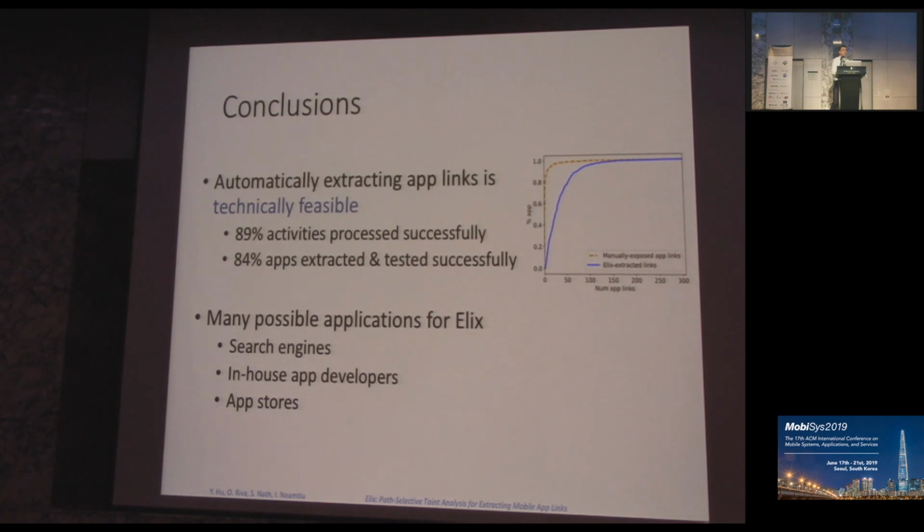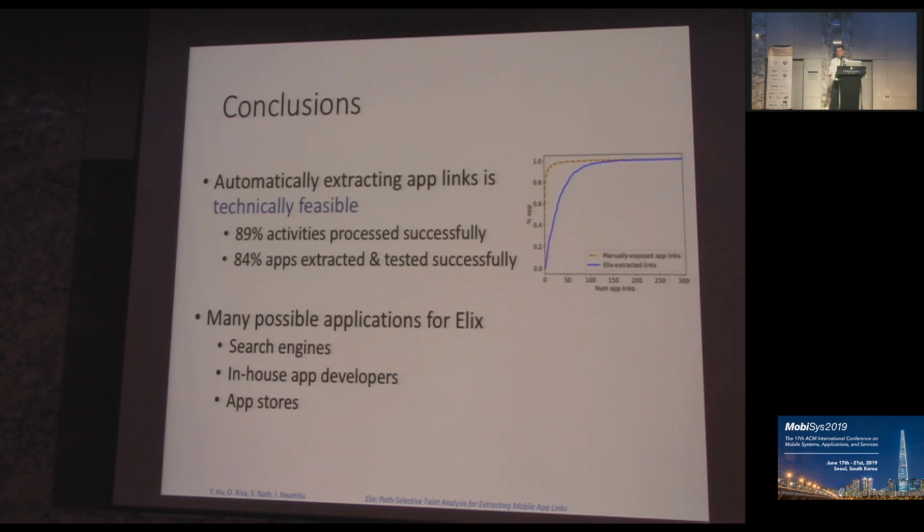Okay? So to conclude, I've presented Elix, an approach that has demonstrated that automatically extracting app links is technically feasible. And we managed to pull, you see the yellow curve is the status quo, very few apps exposing very few links. The blue curve is after Elix, so many more apps expose many more links. We are able to process 89% of the activities in these well-known apps, and we're able to launch these app links successfully in 84% of the cases.